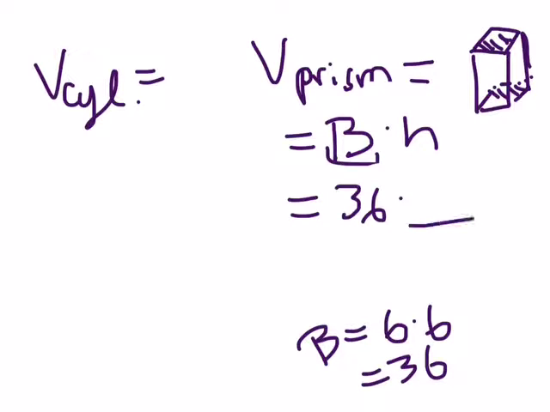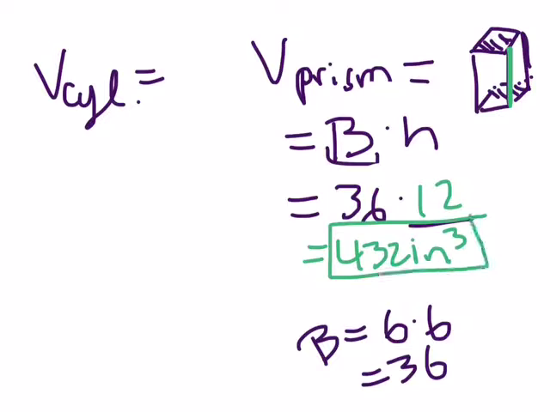Times the height. Well, what extends it into 3 dimensions? It's that value right there, 12. Can you work it out? 432 inches cubed. Oh yeah, we haven't talked about volume, cubic inches, because we're in 3 dimensions.